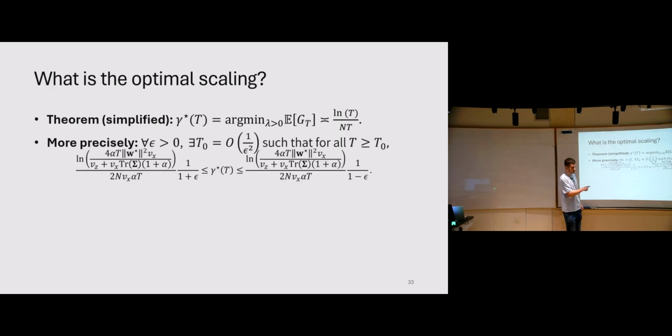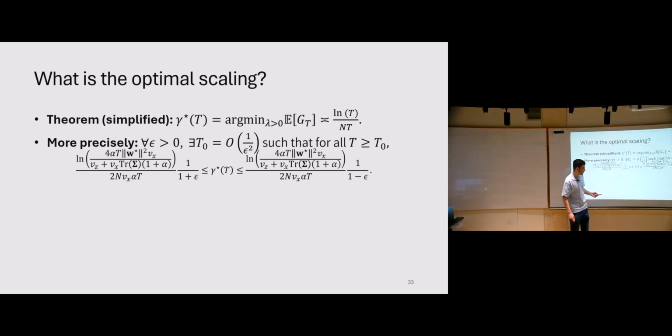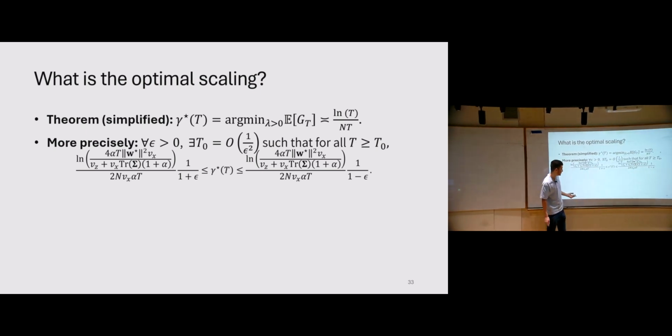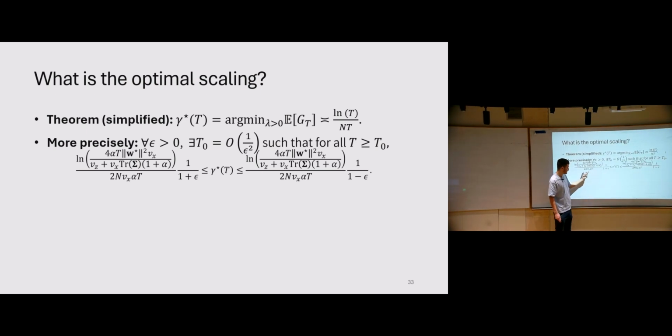But the proof is not that simple. It's not simply from the relation between ridge and the gradient descent. But as before, for all epsilon greater than 0, there is some threshold, which is asymptotically O of 1 over epsilon squared, in which gamma star is a scalar up to some epsilon accuracy. Actually, here epsilon is in the numerator. Yeah, but it's practically the same thing.